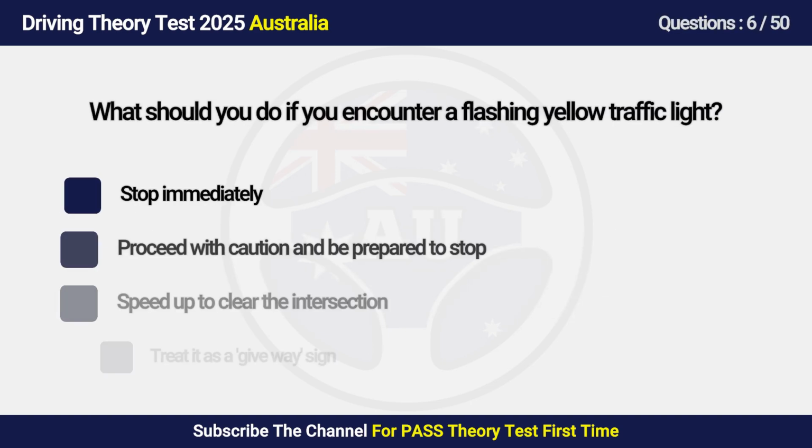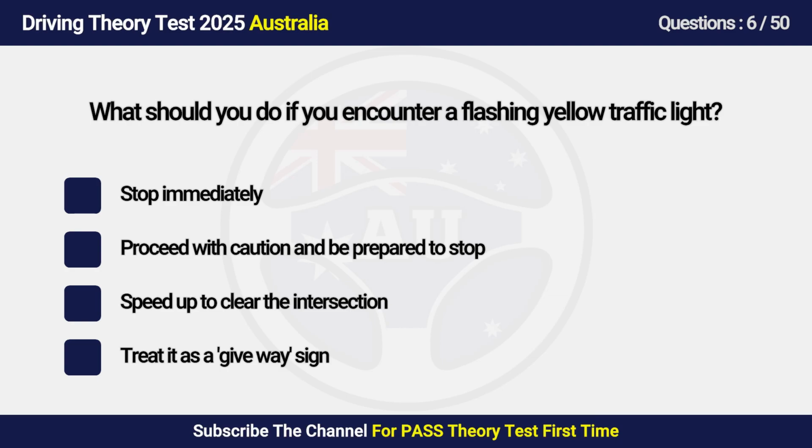Question 6. What should you do if you encounter a flashing yellow traffic light? A. Stop immediately. B. Proceed with caution and be prepared to stop. C. Speed up to clear the intersection. D. Treat it as a give way sign.